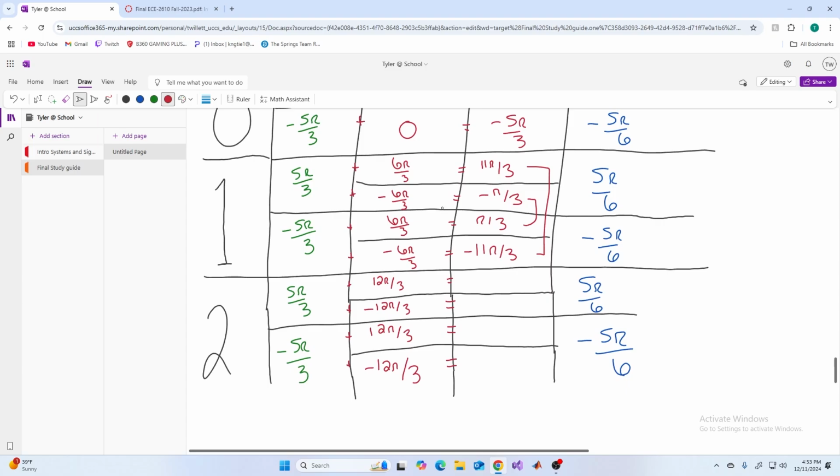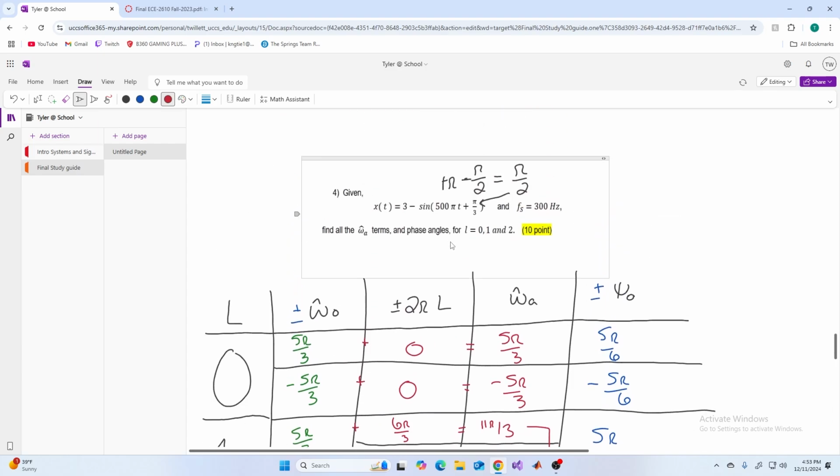Next one. 17 pi divided by 3, negative... So this would be 7, 8, 9, 10, 11, 12. Yep, 7 pi divided by 3. This is 7 pi divided by 3, negative 17 pi divided by 3. And this is your answer. This is your final answer.